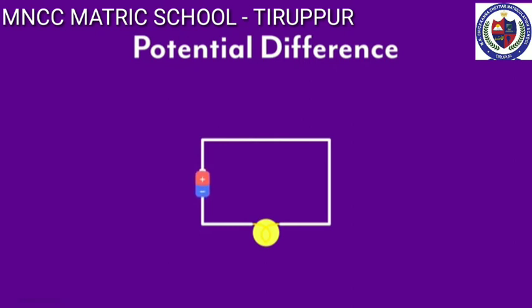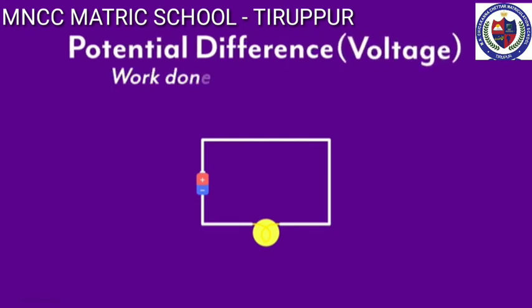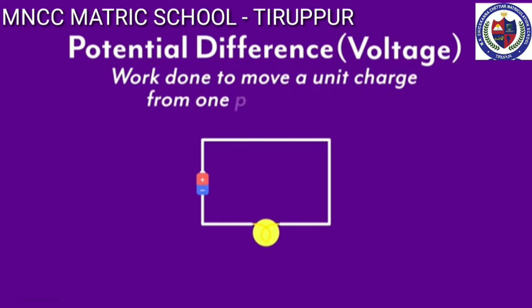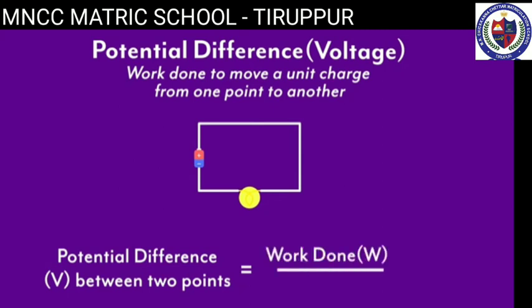For each coulomb of charge passing through the light bulb, the amount of electrical energy converted to other forms of energy depends on the potential difference across the electrical device or any electrical component in the circuit. We simply say that potential difference means work done to move a unit charge from one point to another point. The potential difference is represented by the symbol V. V is equal to W divided by Q. Here W means work done and Q means charge.